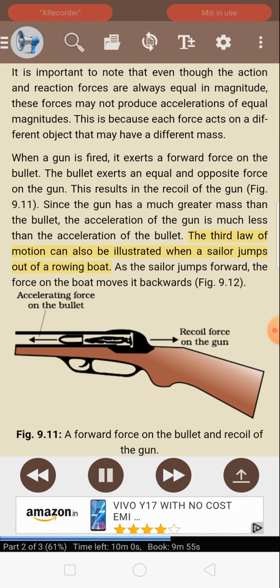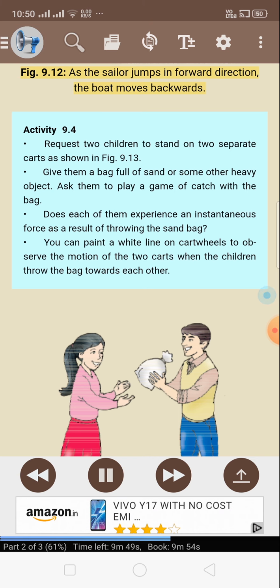The third law of motion can also be illustrated when a sailor jumps out of a rowing boat. As the sailor jumps forward, the force on the boat moves it backwards, figure 9.12. Figure 9.11, a forward force on the bullet and recoil of the gun. Figure 9.12, as the sailor jumps in forward direction, the boat moves backwards.